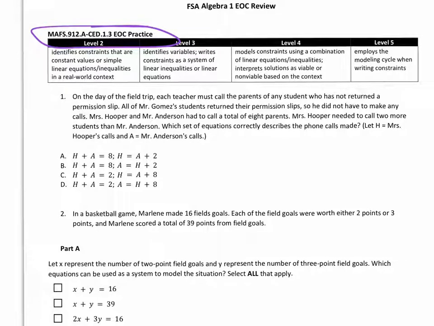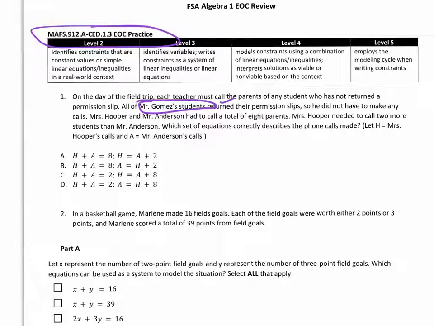All right, on to the next standard. So this one, we notice right away that we are dealing with H's and A's. On the day of the field trip, each teacher must call the parent of any student who has not returned a permission slip. All of Mr. Gomez's students returned their permission slips, so he didn't have to make any phone calls. So we know Mr. Gomez is good.